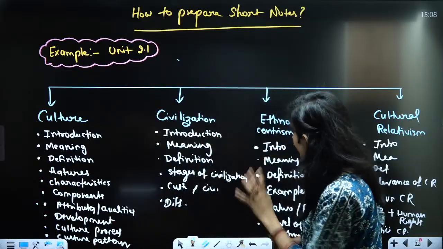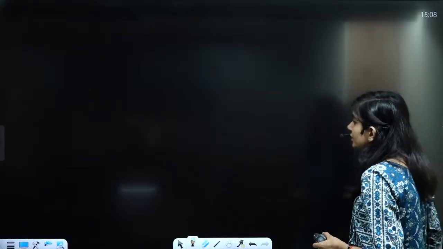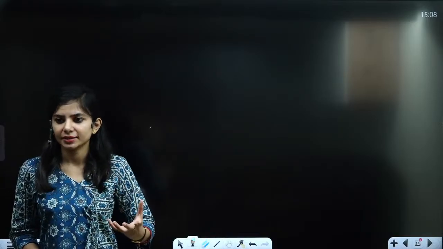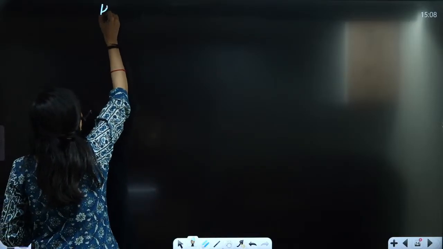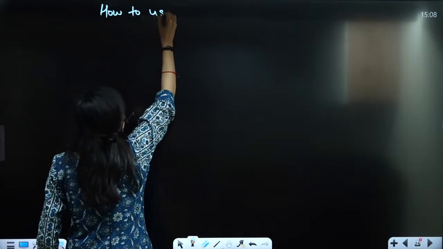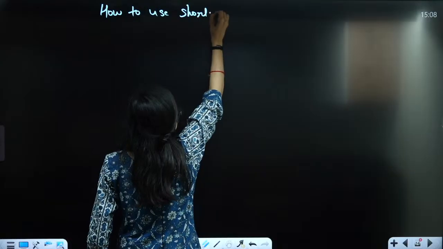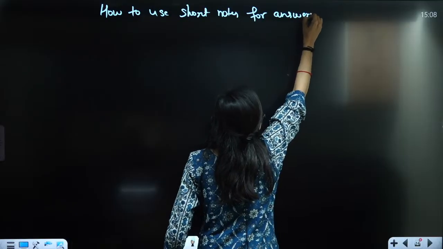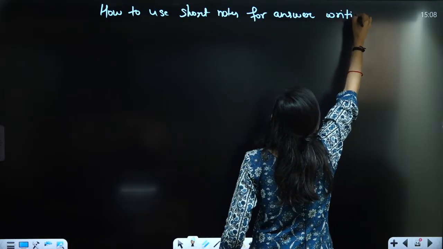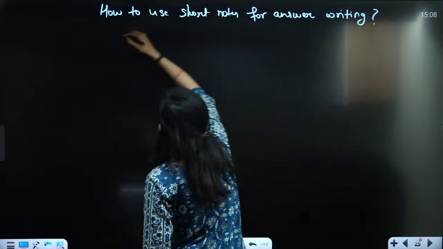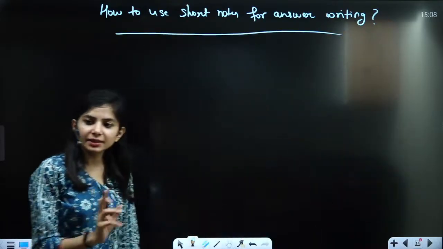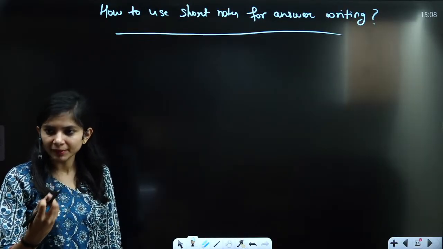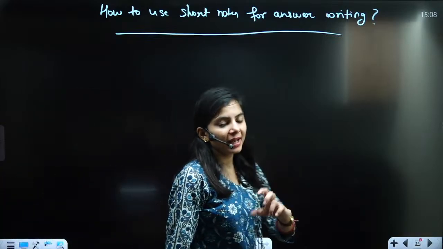Fine. Okay. So once you are done with that and you have prepared your notes, now how to use the short notes for writing the answer. Fine. So next is how to use short notes for answer writing. In my short notes, I had prepared the basic intro. Then I had prepared the definition. Quite possibly, I am having numerous definitions.